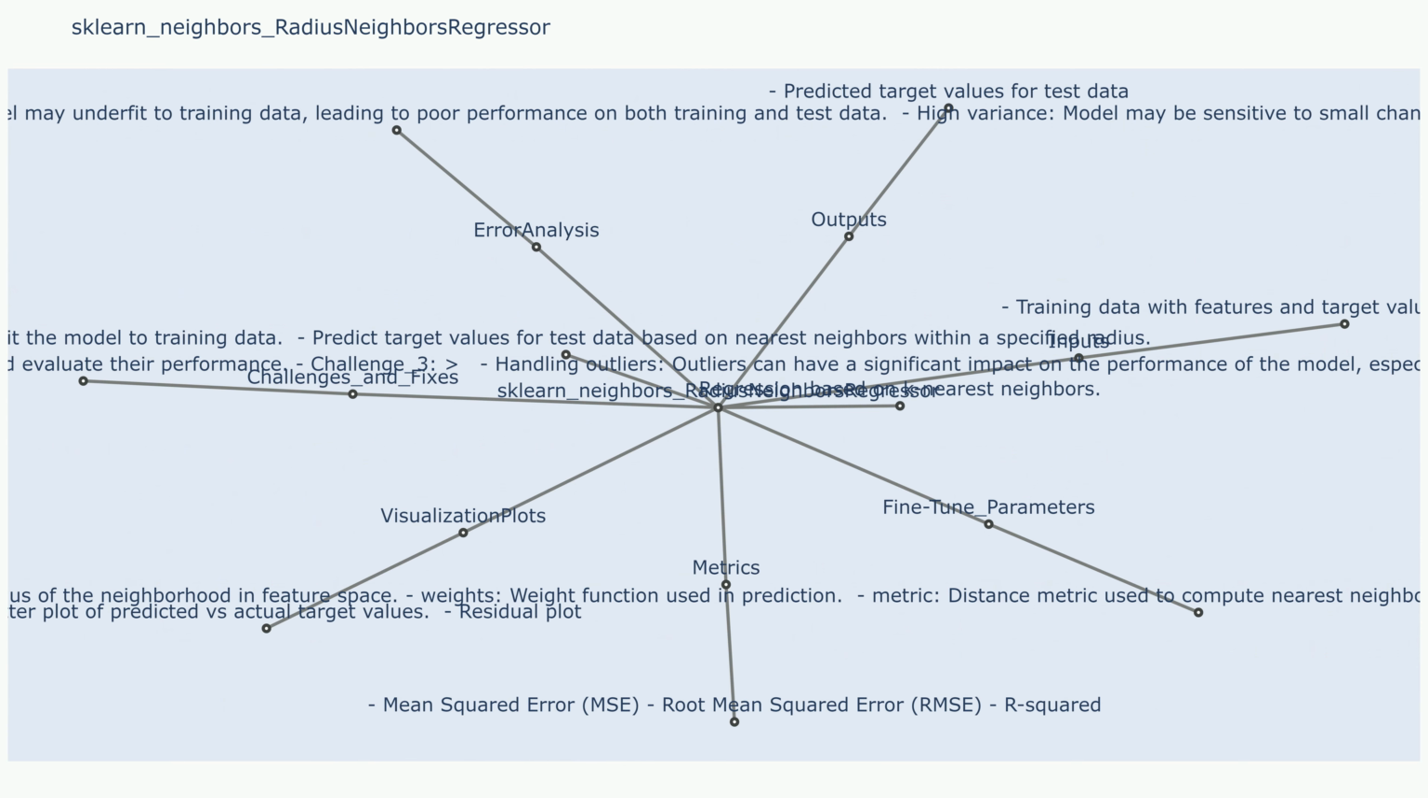If the data density is highly uneven, the model's performance might be inconsistent across different regions. Fixes to challenge 2. You can consider using adaptive radii or employing techniques like density-based clustering to adjust the neighborhood size based on the local data density.